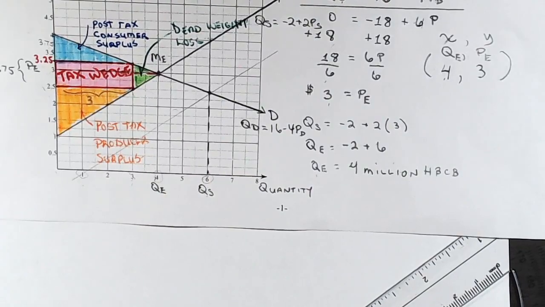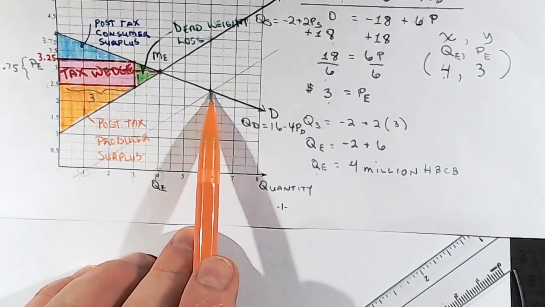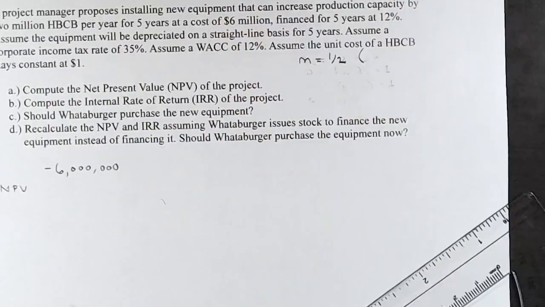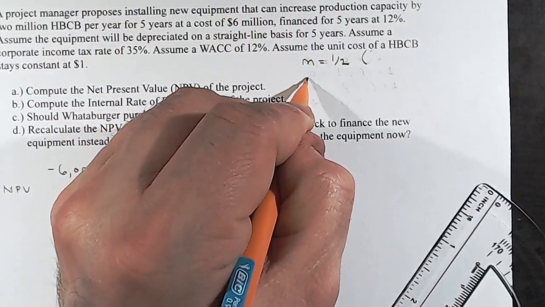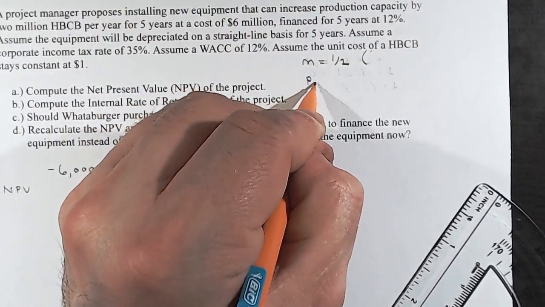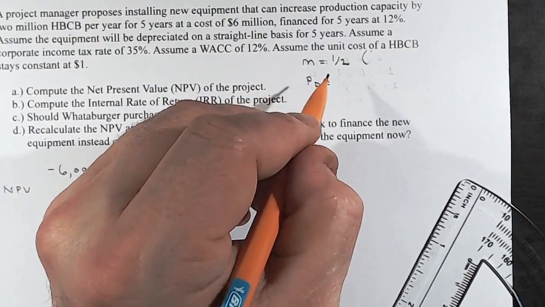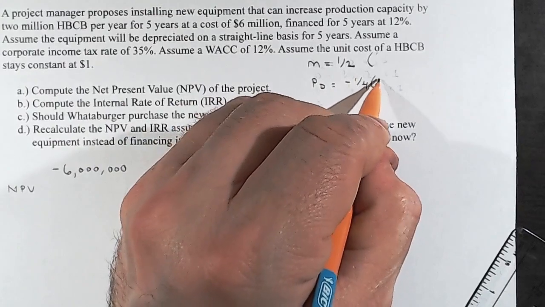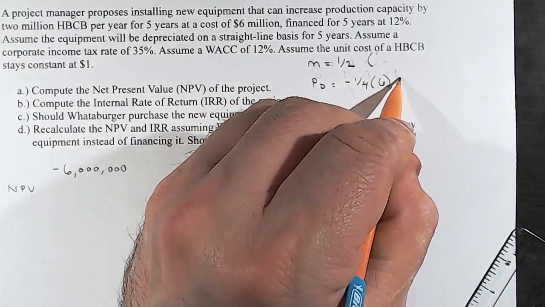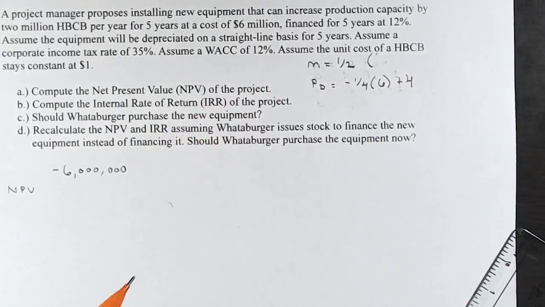It's going to be passing through a point, and we'll use the demand function to figure out what the price is. We're going to have to figure out what it's passing through. And so we'll use our demand function, price demand. I used the wrong equation. Negative 1/4 times 6 million plus 4. That's going to give us the correct price.